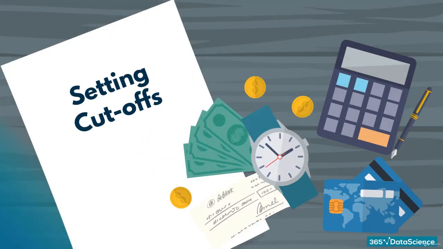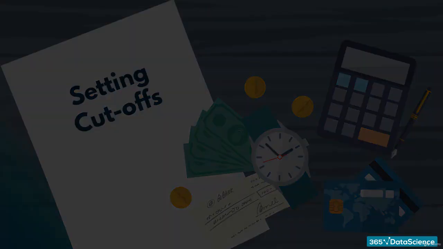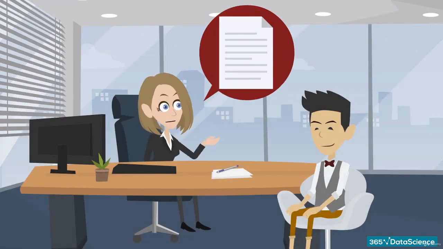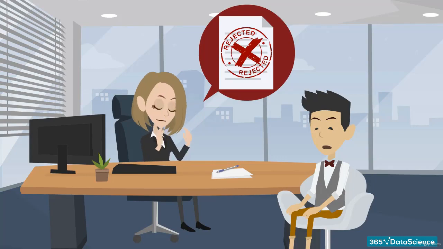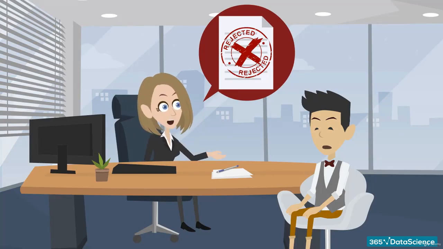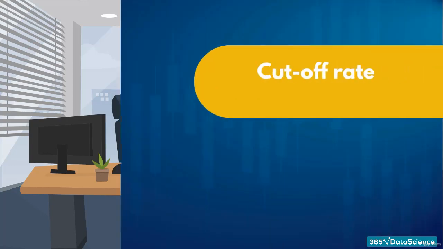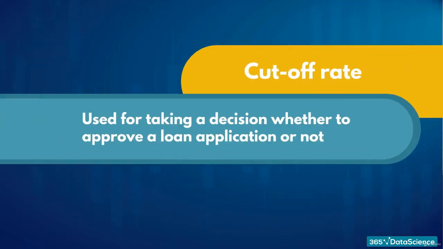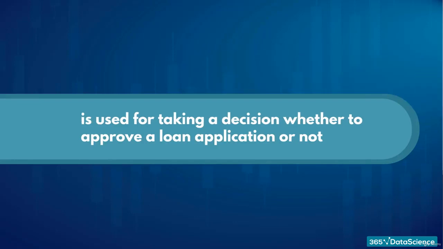We are already very comfortable with both probabilities of default and credit scores. But how do we decide who is granted a loan and who isn't? We will obviously take advantage of the estimated probabilities of default and scores we've already calculated. The cutoff rate is being used for taking a decision on whether to approve a loan application or not.